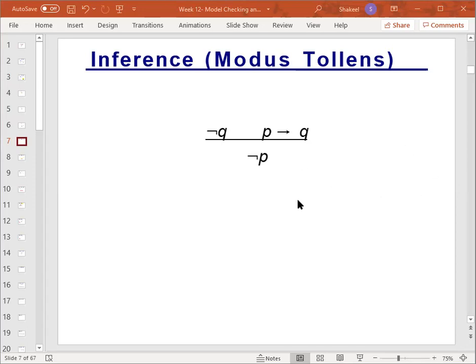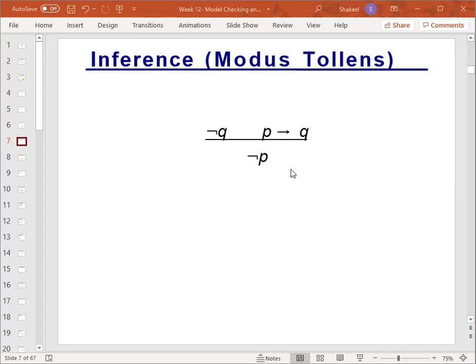So if we have P implies Q and we observe not Q, then by modus tollens, which is actually applying this contrapositive, we can infer not P. So not Q and P implies Q would infer not P. We could rewrite that as not Q implies not P.